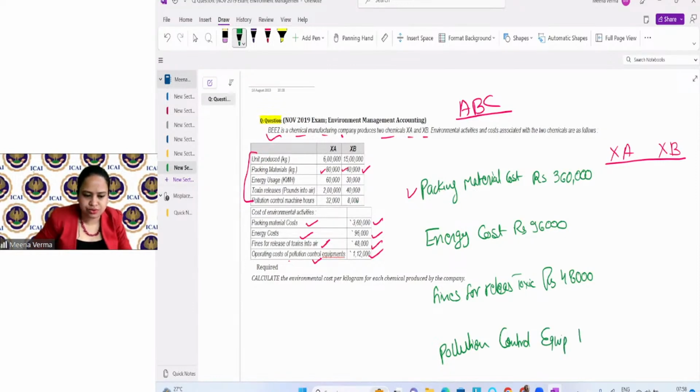How much? 112, right? These are the costs. Now you have to check what the cost drivers are. Okay, so one by one. Find the cost driver and solve it quickly. Let me give you some time and solve it.